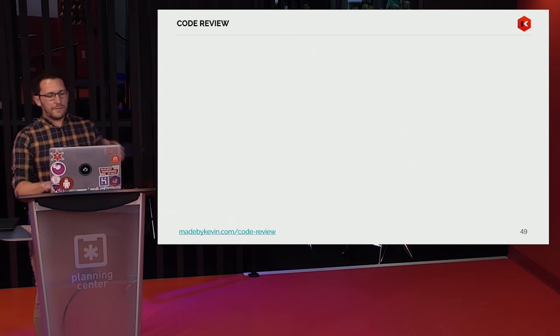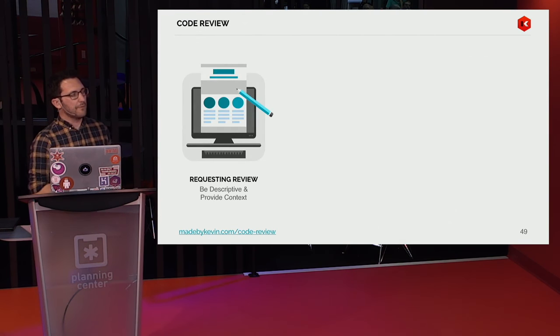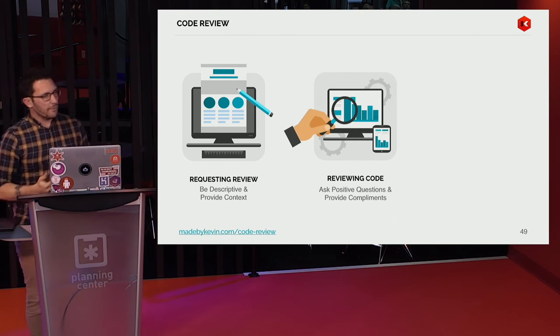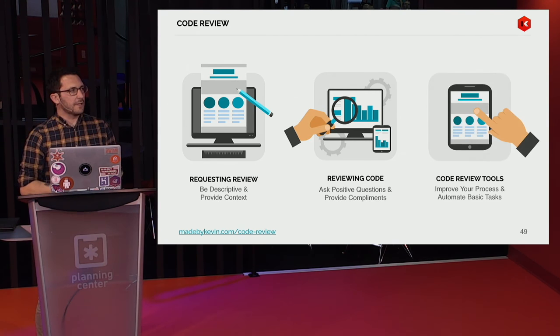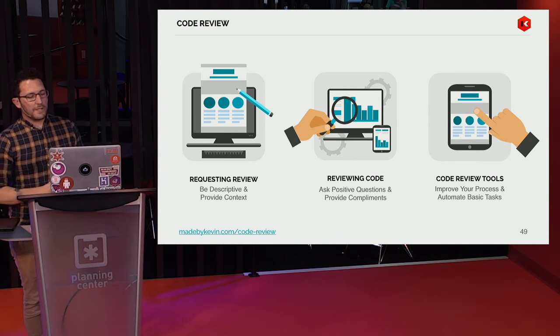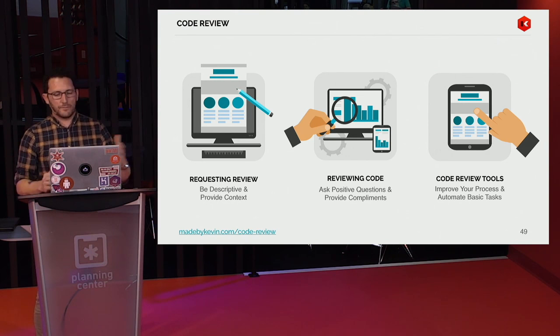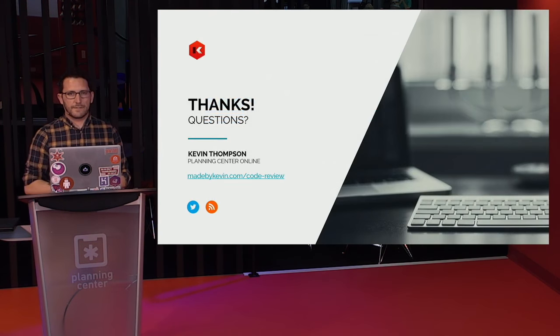So we've discussed requesting review, right? Be descriptive and provide context. When you're reviewing code, ask positive questions and provide comments or compliments. And use code review tools to improve your process and automate basic tasks. With these 3 topics, I think you now have a solid foundation for better code review. You're able to issue great pull requests, you'll have happy authors and happy reviewers. And that is the gist of code review. Thanks.